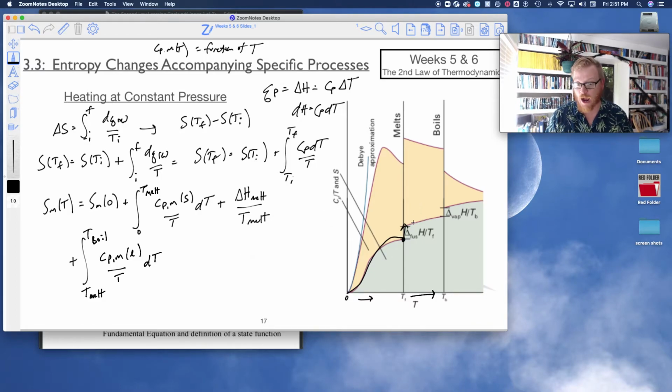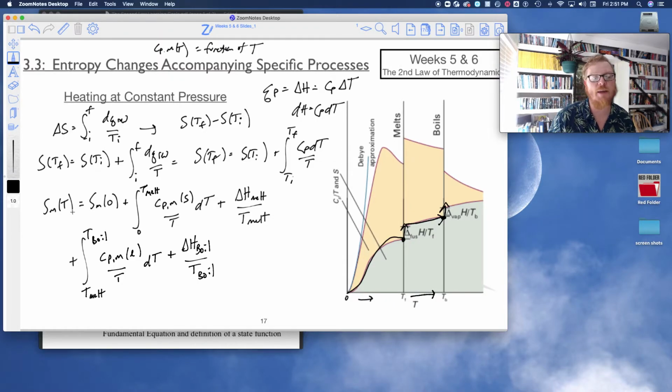Plus, we know that as soon as I get to that boiling point, the integral gets me that far, but now I've got some latent heat that I have to deal with. Okay? So that's going to be plus delta H of vaporization, or I'll say delta H boil, divided by T boil. Okay?